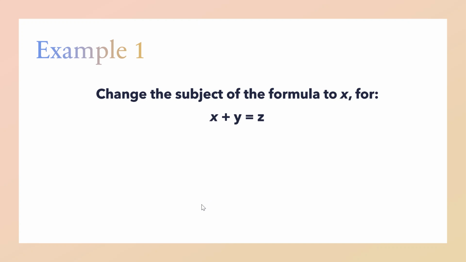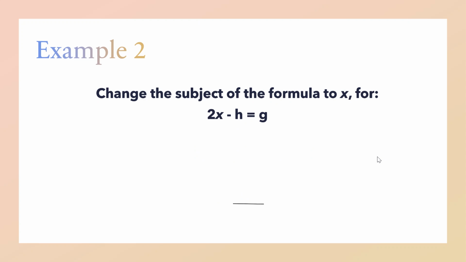Example 1. Change the subject of the formula to x, for x plus y equals z. Now here we've got x plus y equals, but we want to just get x equals. So we need to get this plus y away from x. So we need to take away y both sides. That gives you x equals z minus y.